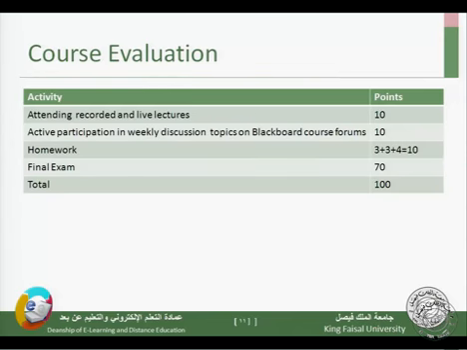Then we will have homework. As you see here, we have 3 homeworks. The first one will be out of 3 points. You'll get 3 points if you do the first homework. The second one will be also 3 points, and the last one will have 4 points assigned to it. So all that for a total of 10 points. So we have 10 points for attending lectures, 10 points for active participation, and 10 points for homework, for a total of 30 points.